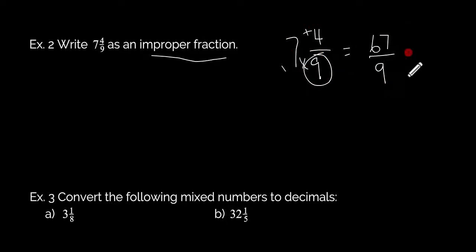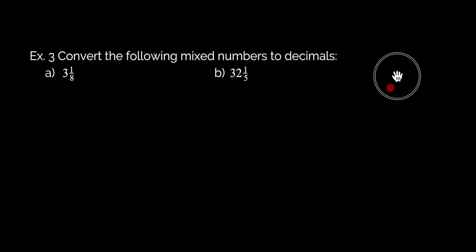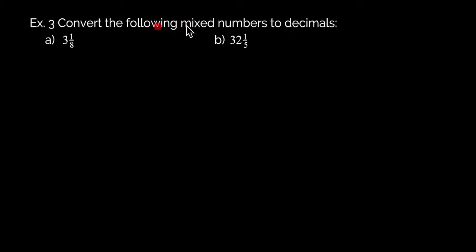And so now it's an improper fraction. So your answer is 67 over 9. We'll be doing a few more of these later on where you're going to try it yourself. So the way I do it is you just go 9 times 7 plus 4 and put that over your denominator. Okay, little switch. This time we're going to convert the following mixed numbers to decimals.